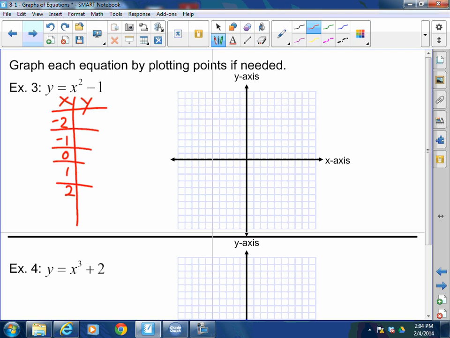When x is negative 2, that's 4 minus 1 is 3. When x is negative 1, 1 minus 1 is 0. 0, negative 1; 1, 0; and 2, 3. So negative 2, 3; negative 1, 0; 0, negative 1; 1, 0; 2, 3. In case you don't know what the shape is, look at the little function table that I gave you. There's a U-shaped graph. Bing, bang, boom, you're done.